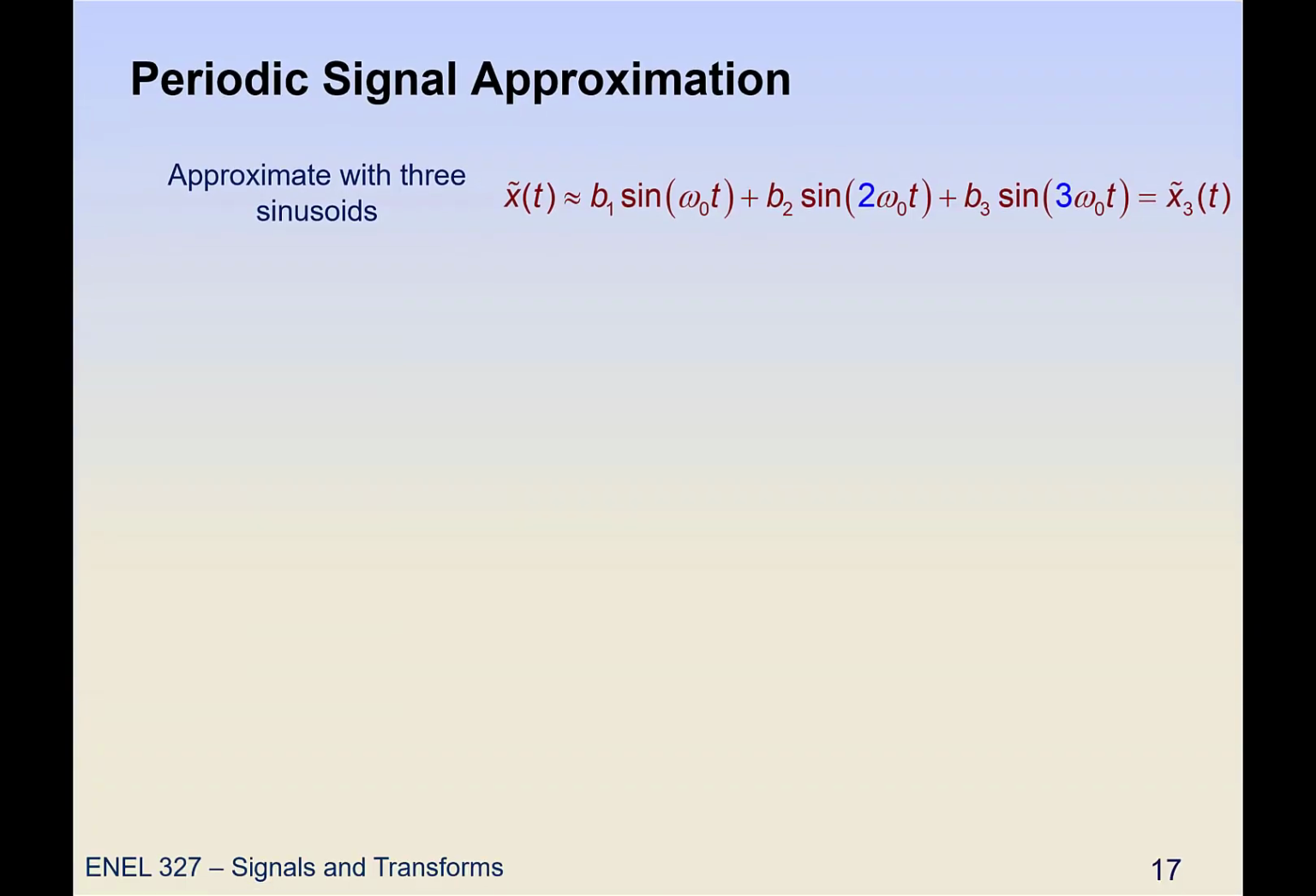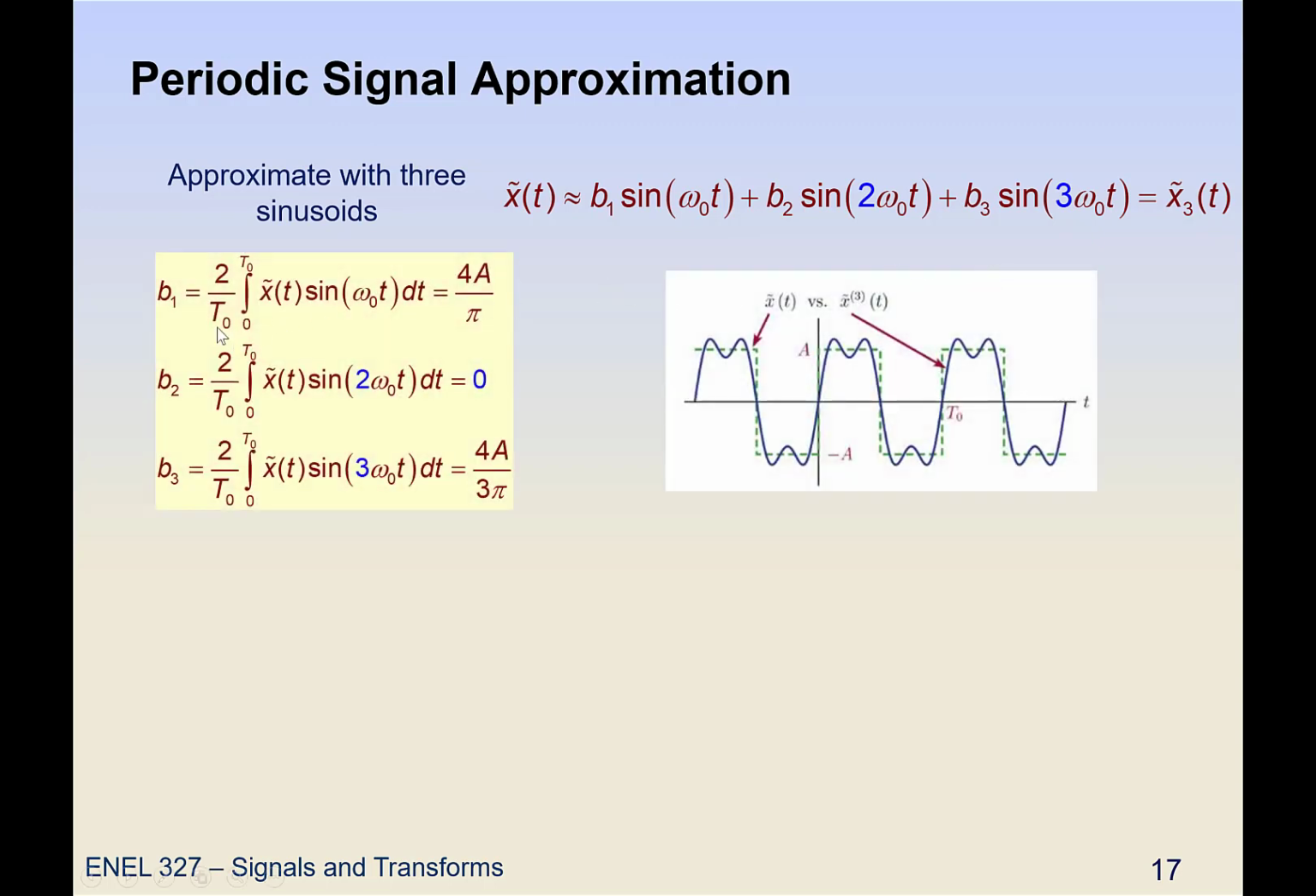Okay, what if we approximate with 3 sinusoids? We're going to take the original sinusoid, and then we know it has to be periodic with respect to t0. So we're going to take 2 times the frequency and 3 times the frequency. In other words, we're going to take half the period and a third of the period of the original x of t, the original square pulse.